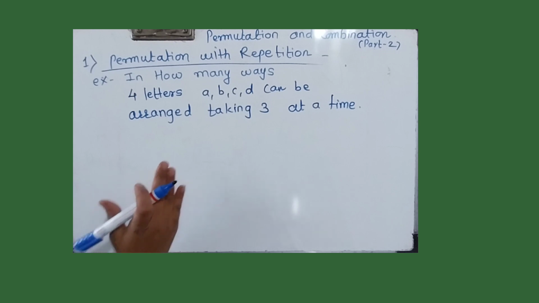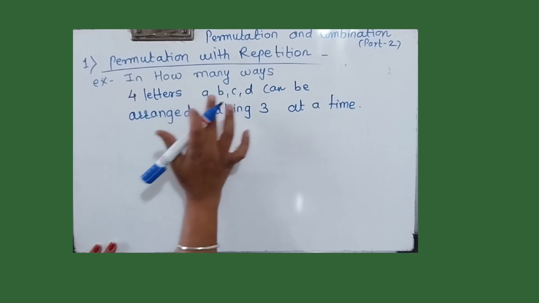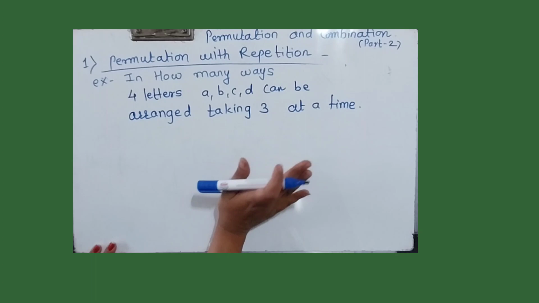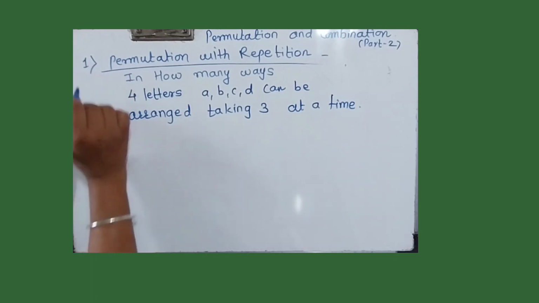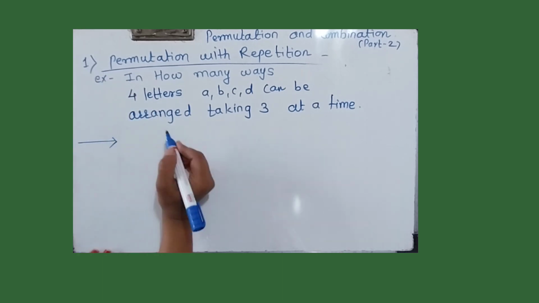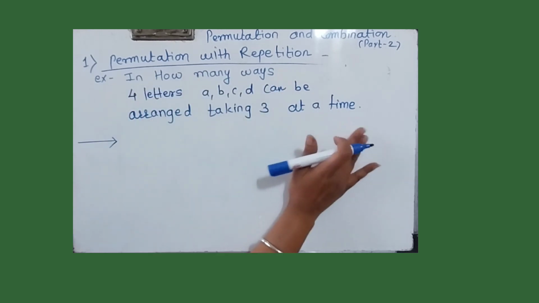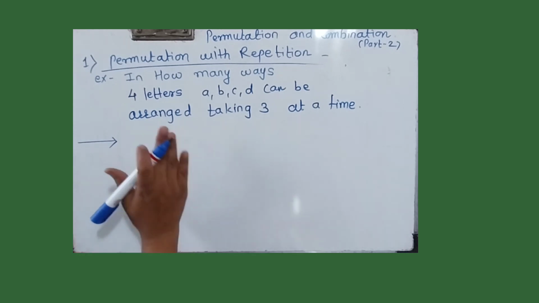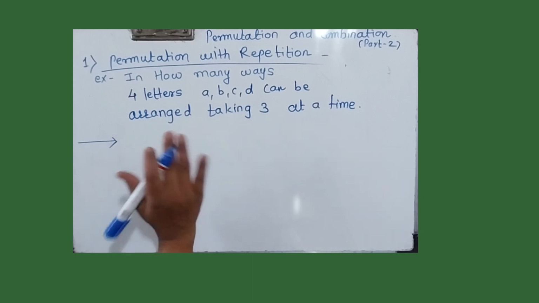See the example of repetition. What is the example? In how many ways can 4 letters A, B, C, D be arranged taking 3 at a time? In a banking exam, permutations and combinations examples are always asked. See what the answer is here. There is no restriction, there is no if condition. There is no such word, so restriction is not here.